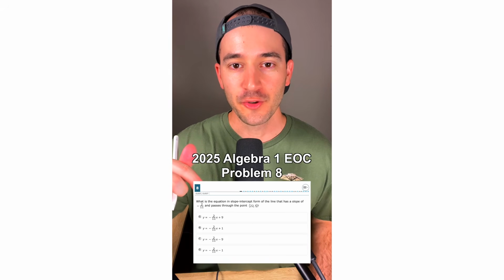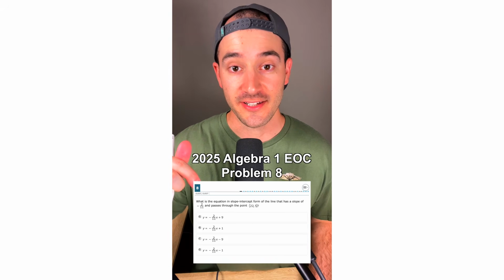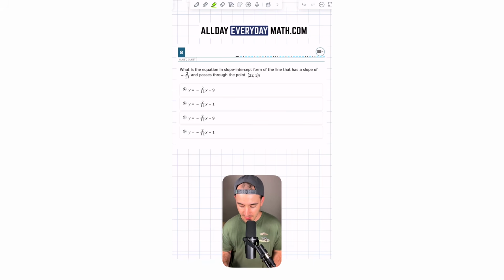This is number 8 from the 2025 Algebra 1 EOC. It says, what is the equation in slope-intercept form of the line that has a slope of -2/11 and passes through the point (22, 5)? All right, so we have a slope of -2/11. We want to pass through the point (22, 5).